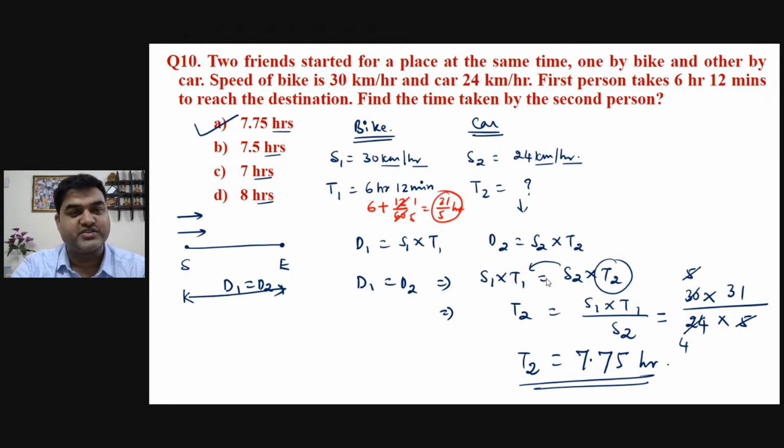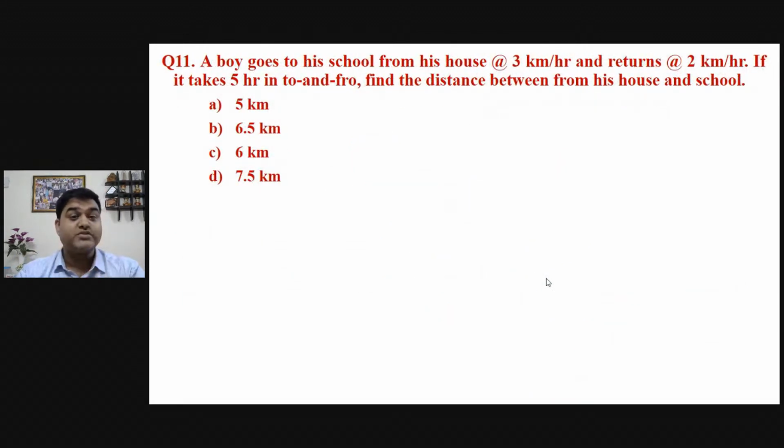Let's see the next question. A boy goes to his school from his house at 3 km per hour and returns at 2 km per hour. If he takes 5 hours in to and fro, find the distance between his house and school. Between his house and school. That from, you just ignore. Got it?